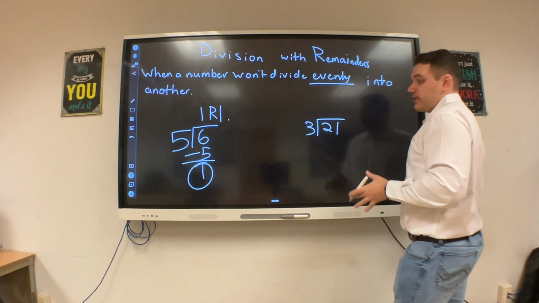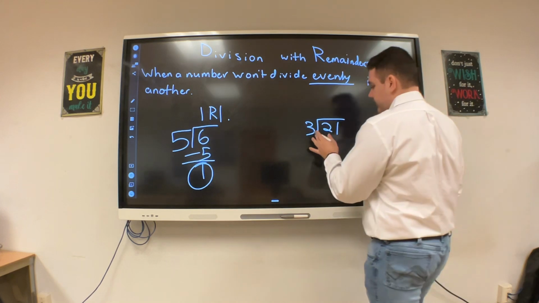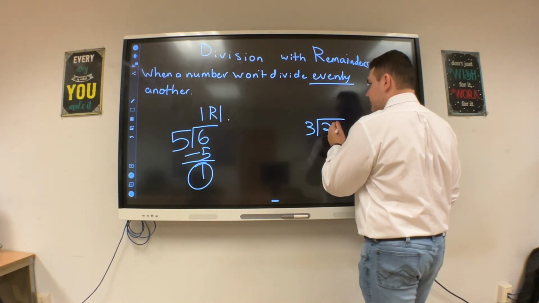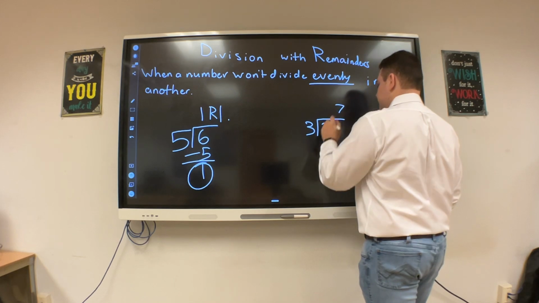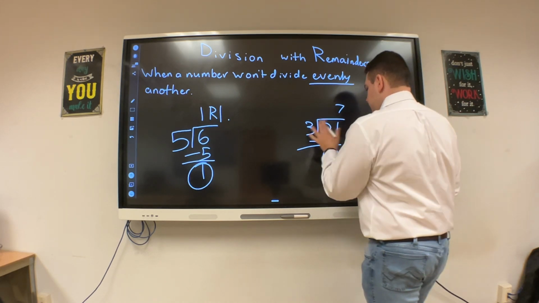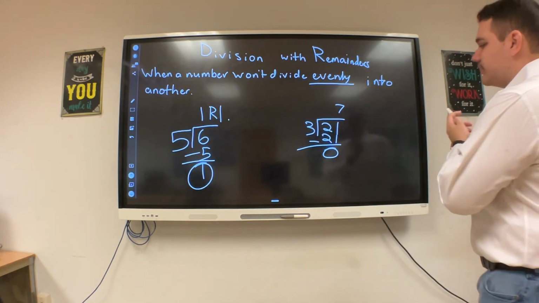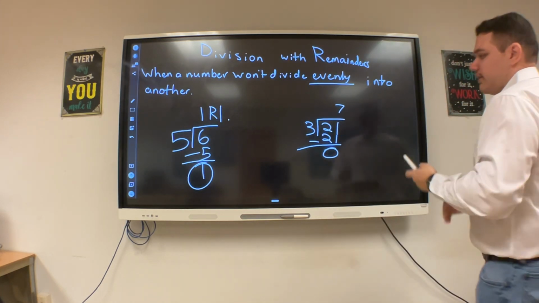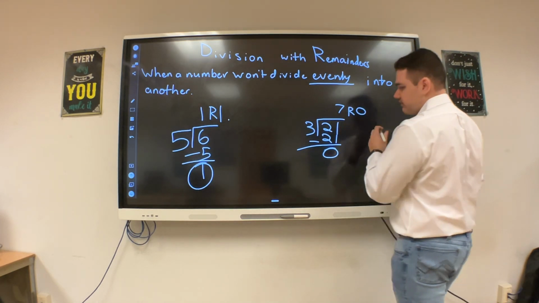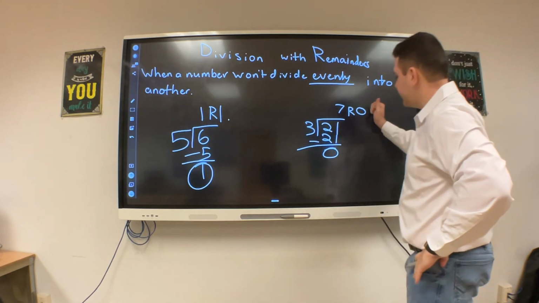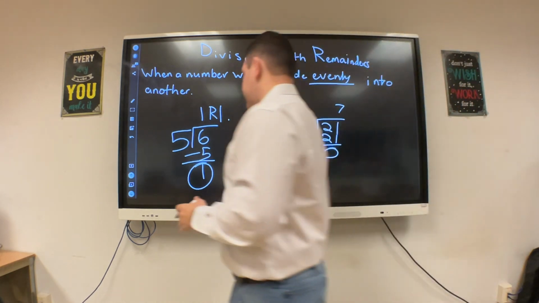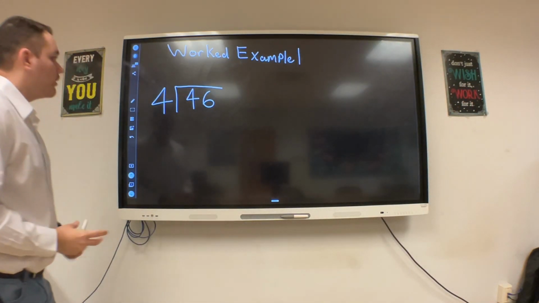Now you're not always going to have a remainder. So like this one, 3 will not go into 2, it's too big, but it will go into 21. It would be 7 times. So 3 times 7 is 21. 21 minus 21 is 0. So if it's something like this, you would not put R0. If it's 0, you don't have to put a remainder. It just divides evenly. 21 divides by 3 7 times.